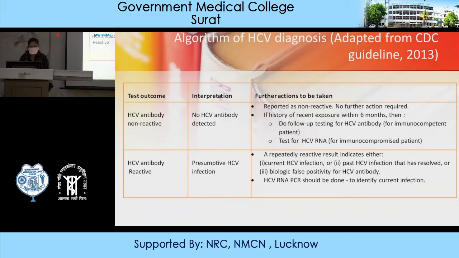HCV antibody, if it is reactive, then presumptive HCV infection. A repeatedly reactive result indicates either a current HCV infection, past HCV infection that has resolved, or biological false positivity for HCV antibody. HCV RNA PCR should be done to identify the current infection.